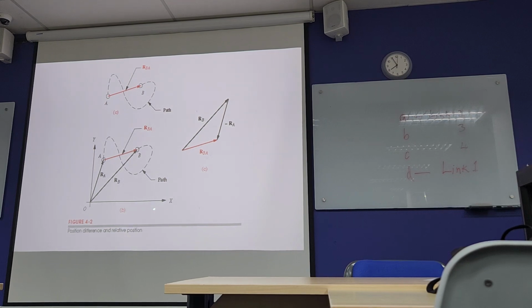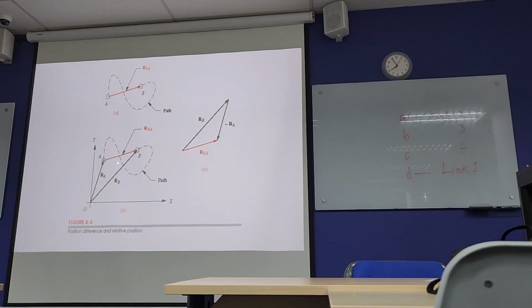So they are referring to the global coordinate axis. Now, vector addition: I have written that the position of B should equal the position of A plus the position of B to A. So the vector addition, RB should equal RA plus RB to A.